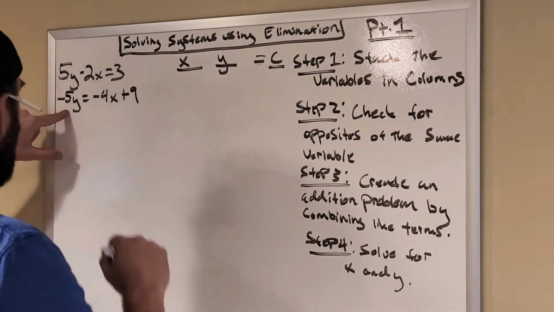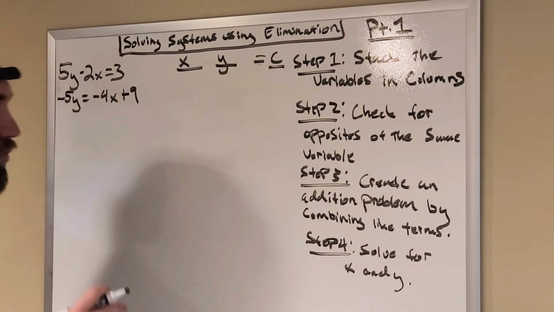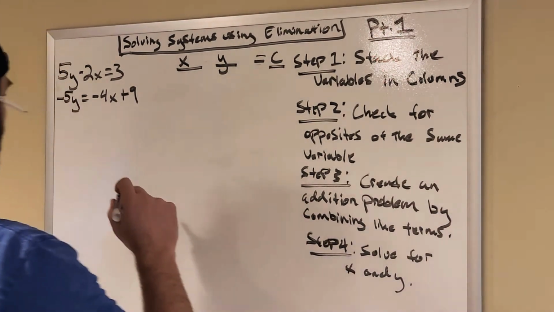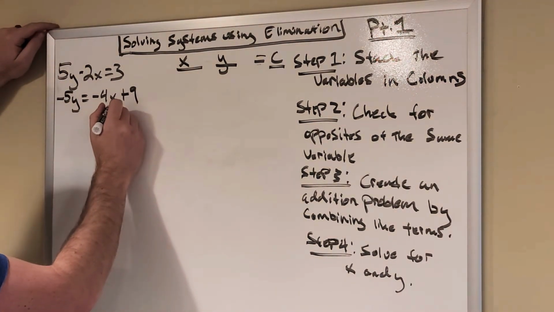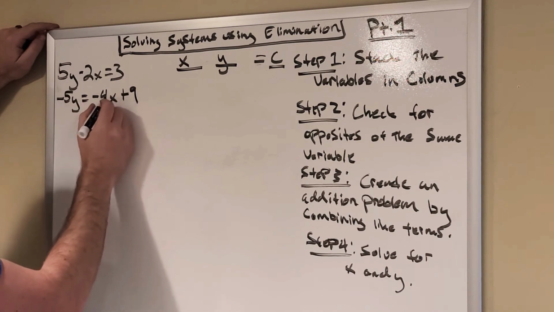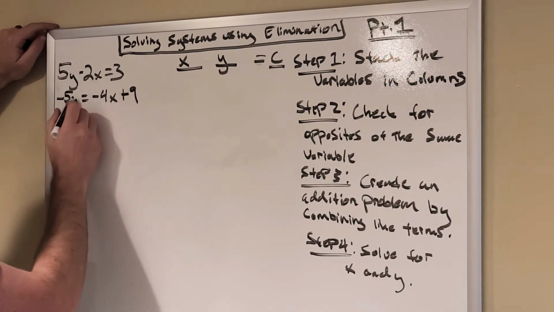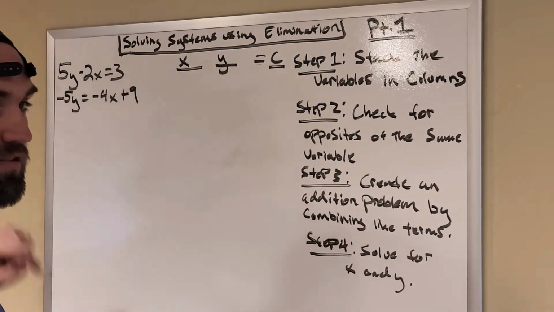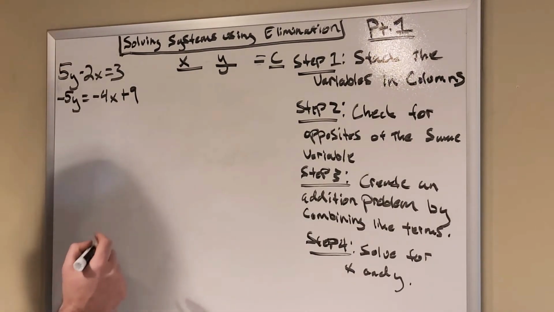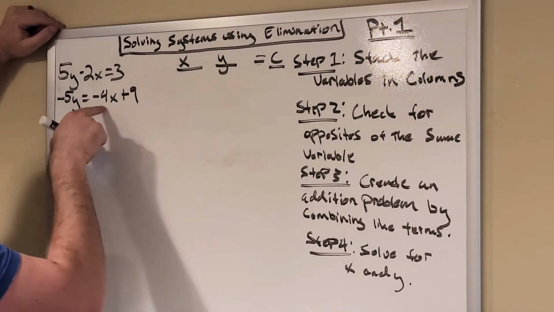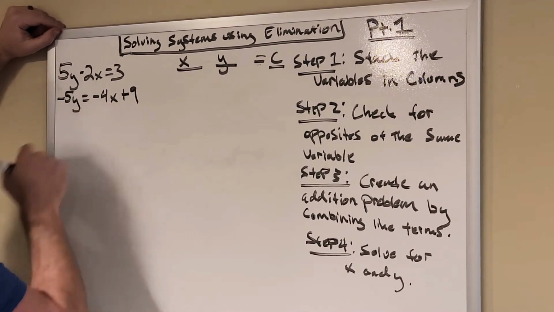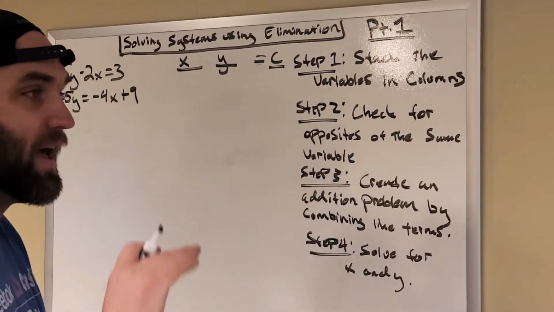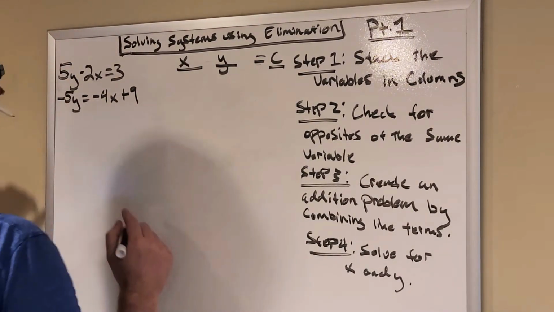This second equation doesn't have that. It's a little different, so I have to rearrange the equations to make it fit what I need. I've got to get this x to the other side of the equation so that it's negative 5y, my x value equals my constant, which is 9. So I'm just going to add 4x to both sides of the equation, because that'll get it to the other side.